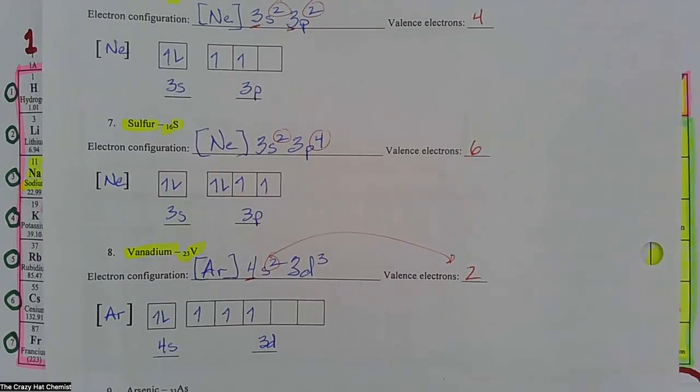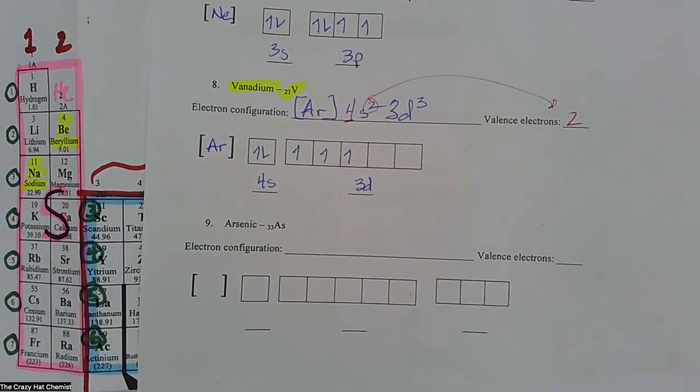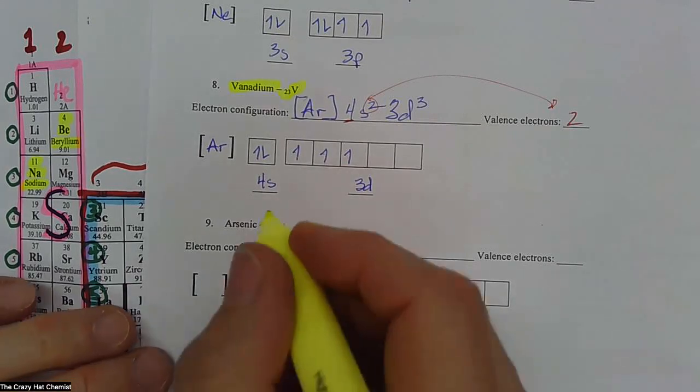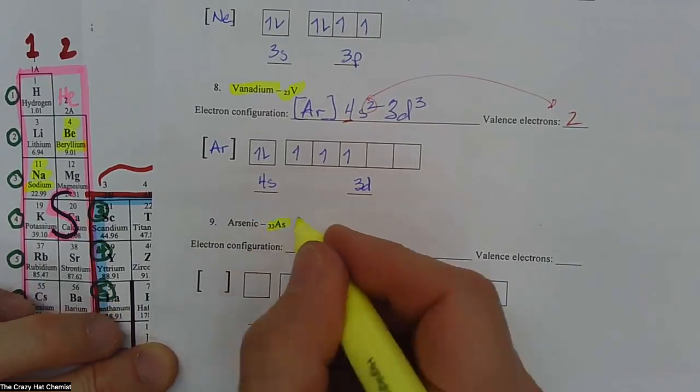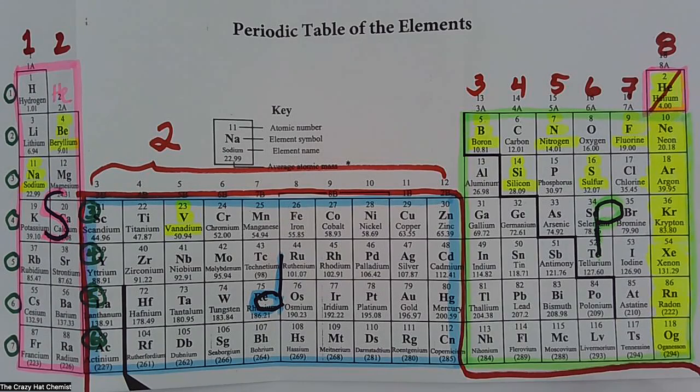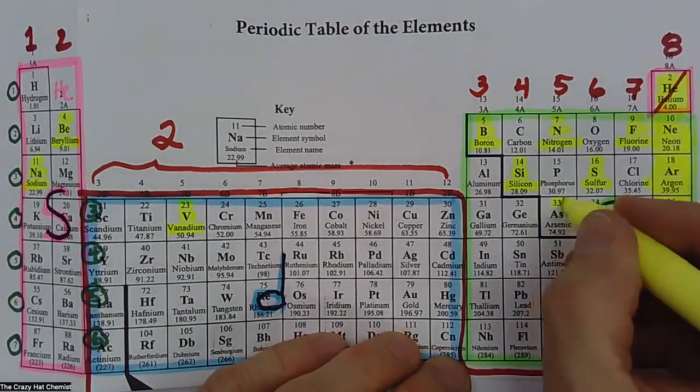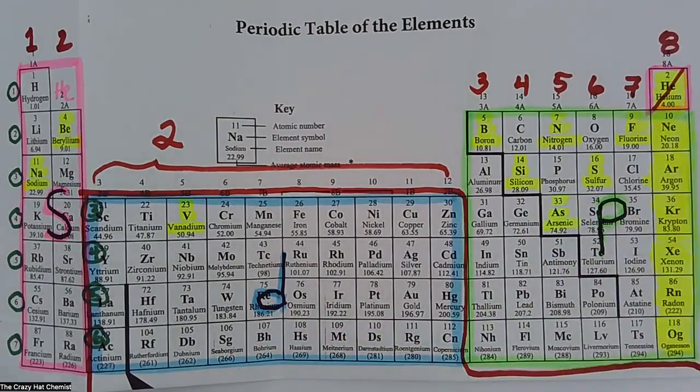Beautiful. We have one more to do. That's number 9, number 9, number 9. Hopefully someone's got that joke right there. That is number 33. That's AS for arsenic. So let's find that element on the periodic table. And that is element number 33. That's AS for arsenic. So I need to get all the way to arsenic.